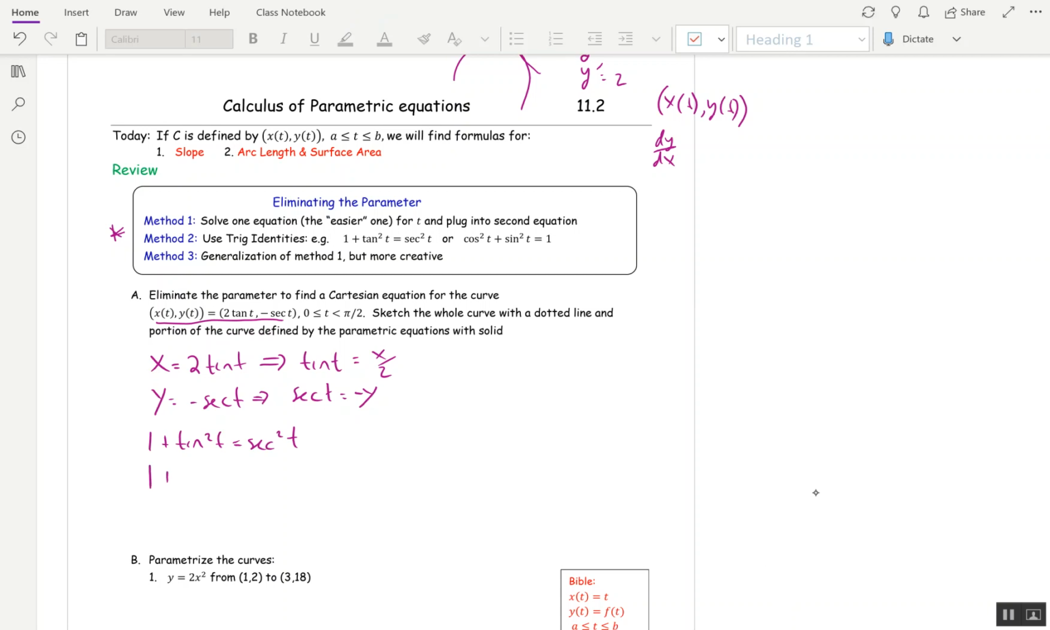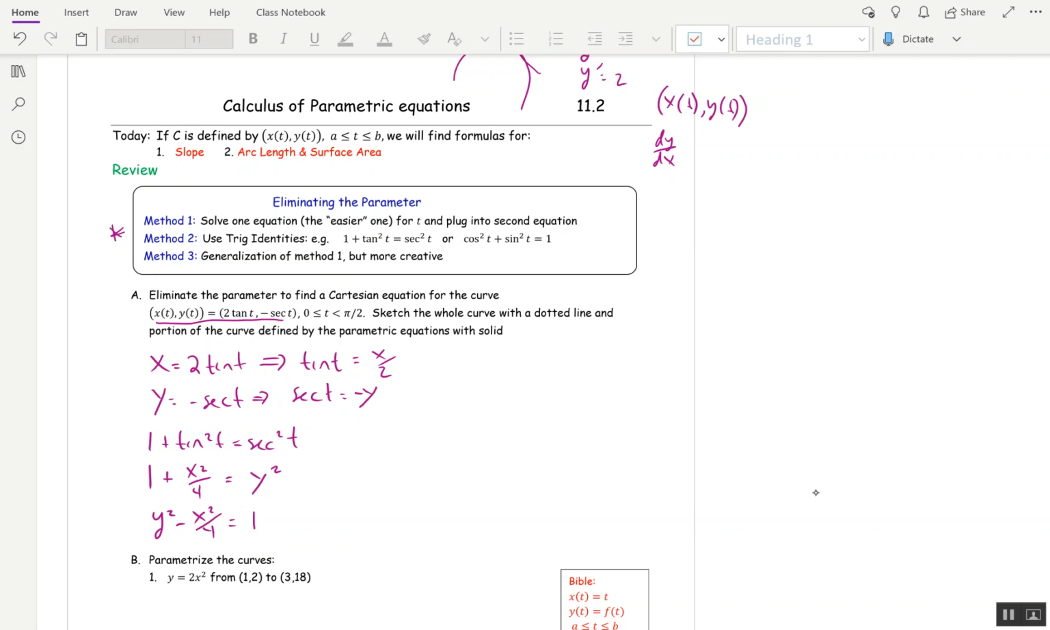And we replace the tangent squared with x squared over 4 and replace the secant squared with y squared, because the minus squares out. Now that's a hyperbola, and to see that, let's write it as y squared minus x squared over 4 equals 1. So that's a hyperbola. If it was a plus, it would be an ellipse. But since there's a minus there, it's a hyperbola.